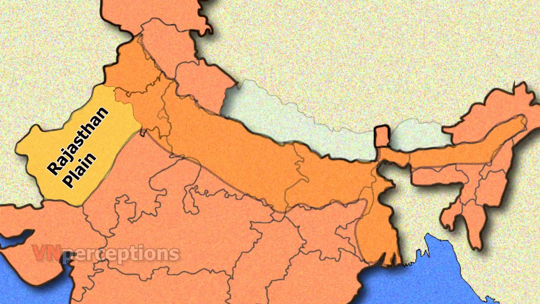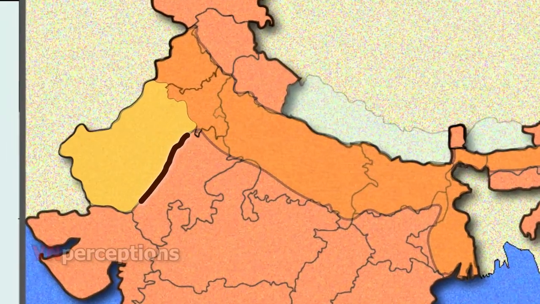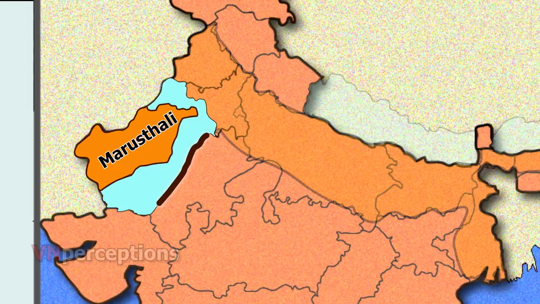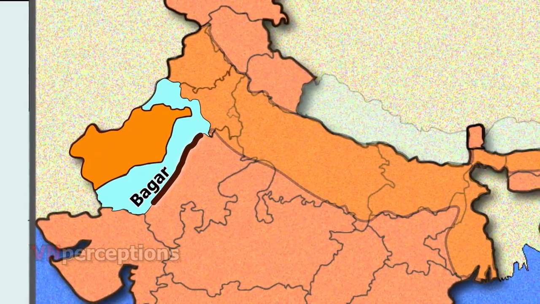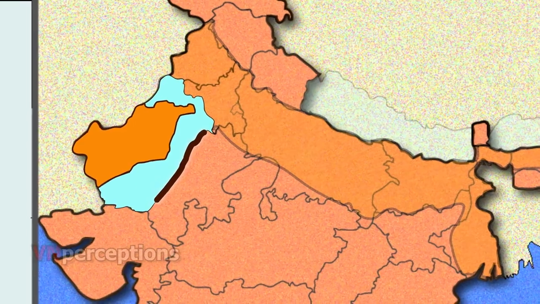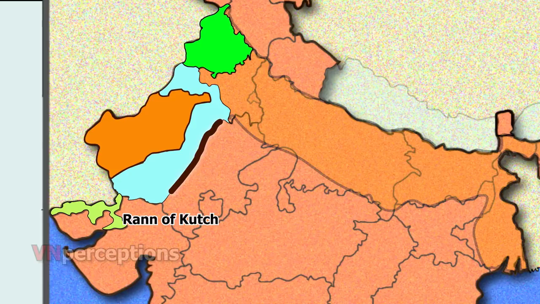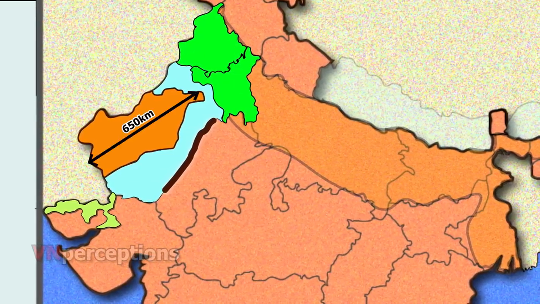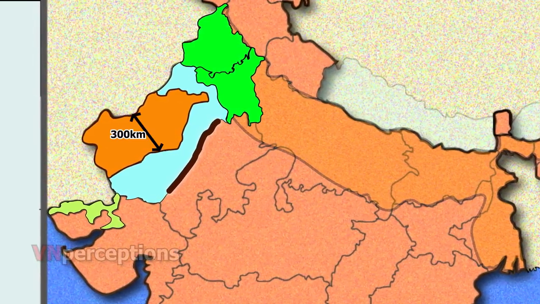The Rajasthan Plain lies to the west of Aravalli Range. This region is divided into two parts, the Marusthali and Bagar region. Marusthali is the actual desert region. It stretches from Rann of Kutch up to Punjab and Haryana. It is 650 kilometers long and 300 kilometers wide.